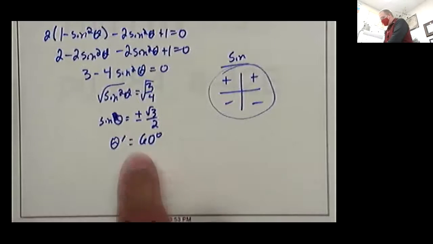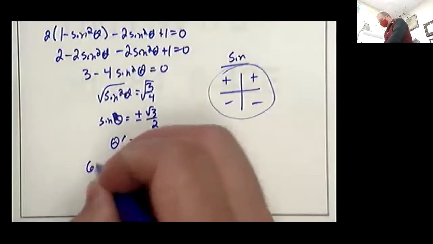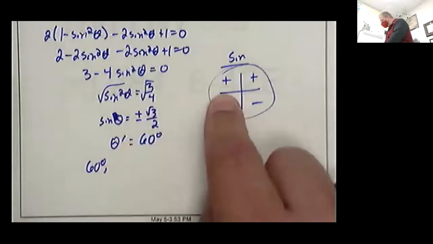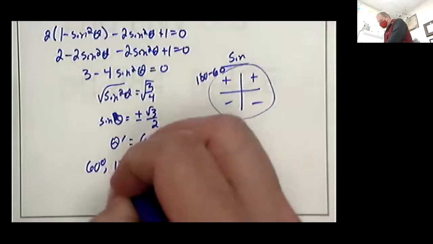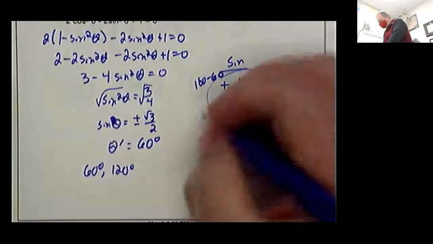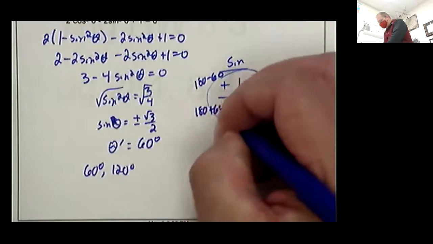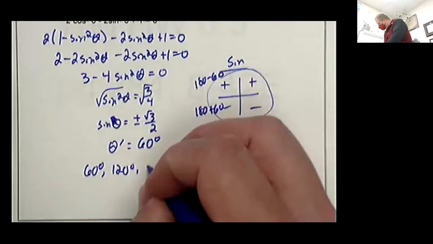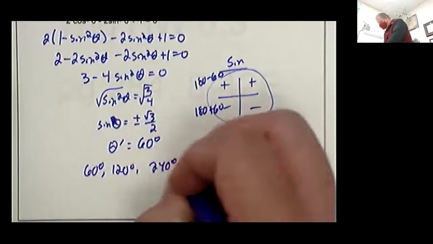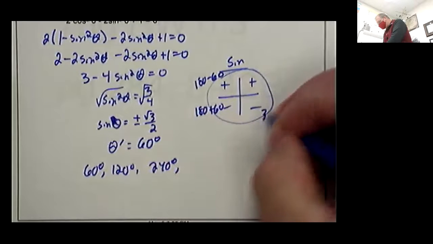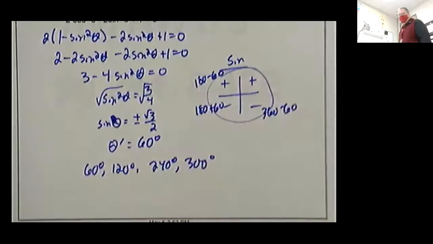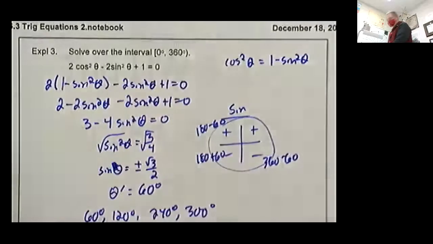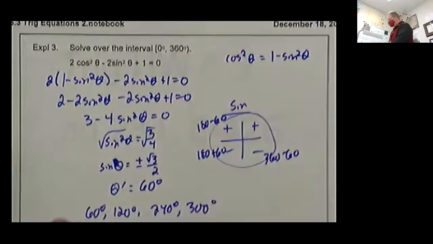In the first quadrant, our angle is simply the reference angle, that is 60 degrees. In the second quadrant, that's 180 minus 60, which is 120 degrees. In the third quadrant, that is 180 plus 60, that is 240. And in the fourth quadrant, that's 360 minus 60, which is 300 degrees. Again, you can check all of those answers by plugging back into the original equation, making sure your calculator's in degrees.